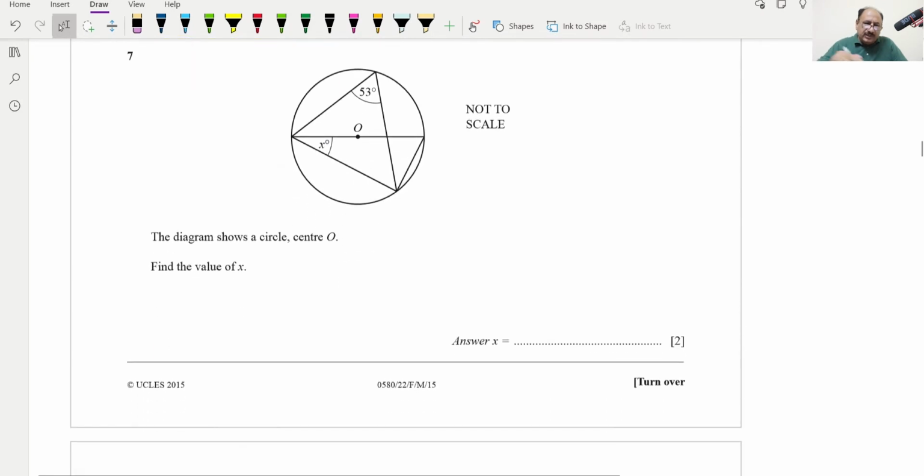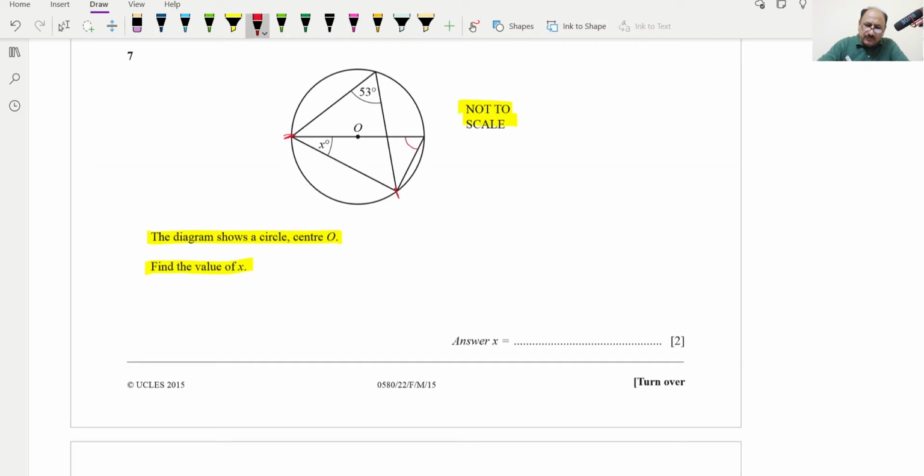Now question number 7. Question 7 says a diagram is provided which is not to scale. So the diagram shows a circle center O. Find the value of x, and this is the easier question basically. So what we can do, we can consider this and this arc, and from here this is the top angle, and the other top angle is this one. So these two top angles are equal.